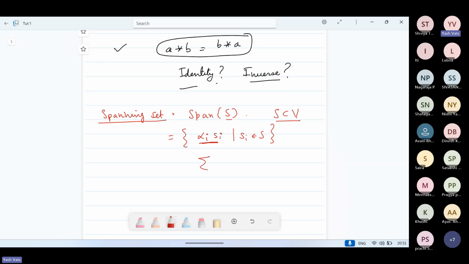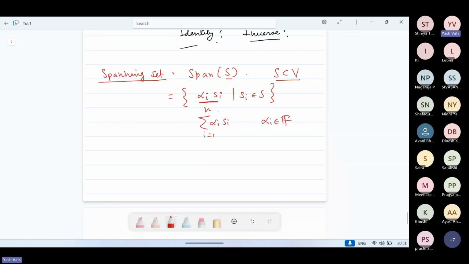So it's the summation for i equals 1 to n, just like a linear combination where the alphas are scalars. Any s i is in S; these are arbitrary elements from S. So that is the span of S. Another thing is the basis. First of all, I will tell about linear independence.